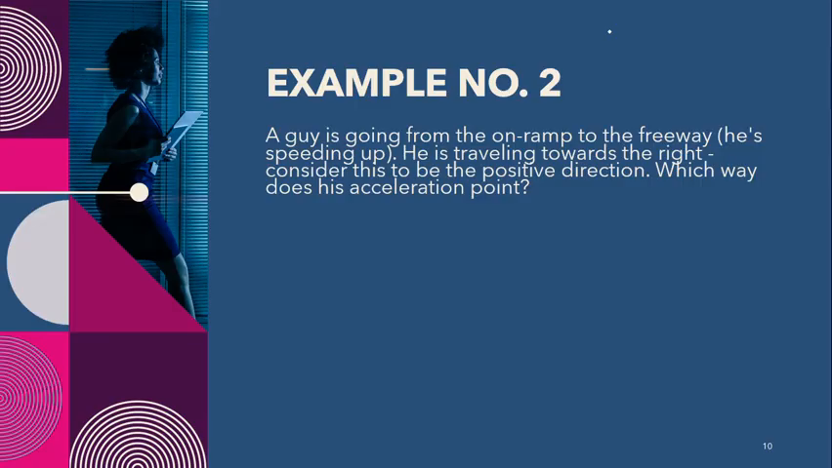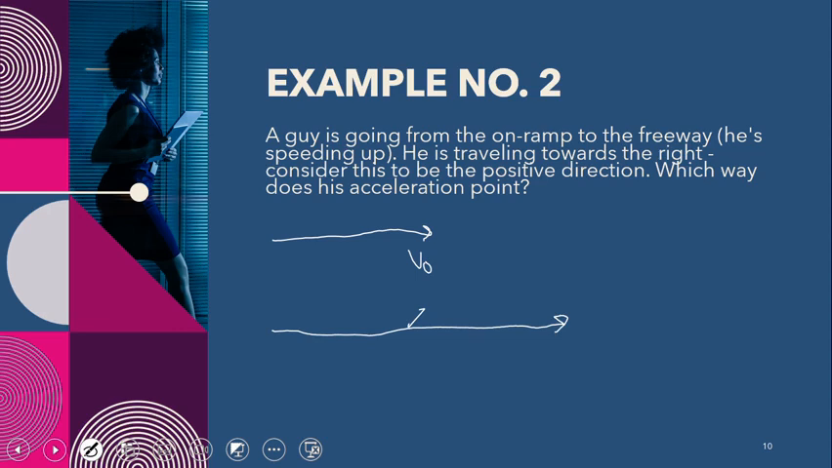Example number 2. A guy is going from the on-ramp onto the freeway, which means he's speeding up. He's traveling to the right, which is the positive direction. Which way does his acceleration point? So now, Bob starts with some positive velocity. We'll label this V initial, or V0. And then he gains speed, which means the magnitude of his final speed is greater than his initial, hence the longer arrow.